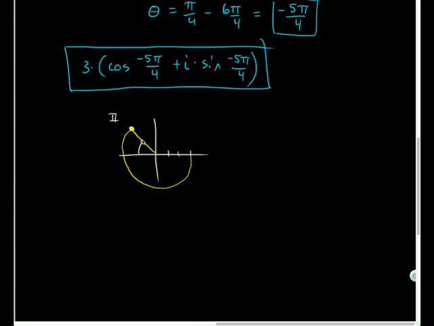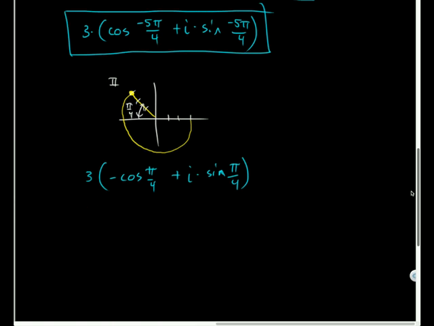And the reference angle is pi over 4 there, right? So pi over 4. And this is out 3 units, 1, 2, 3, right? So there's that point on the polar plane there. So to convert this into rectangular form, cosine of negative 5 pi over 4, as I said, will be negative cosine of pi over 4 plus i times sine, which is positive in this quadrant, so let's rewrite it in terms of its reference angle.